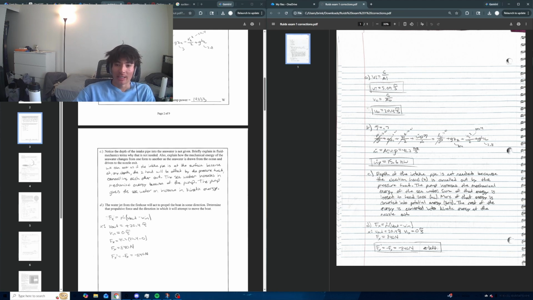It just cancels out. And then for how the energy changes, the pump gives the water mechanical energy, which is then converted into potential energy as it goes up 3 meters. Some of that energy is lost to the head loss, and then the rest of that energy is converted into kinetic energy as it goes out the nozzle exit.